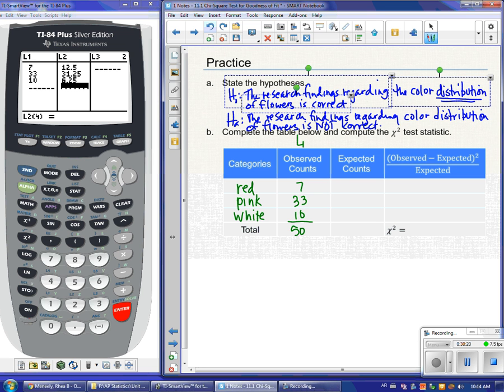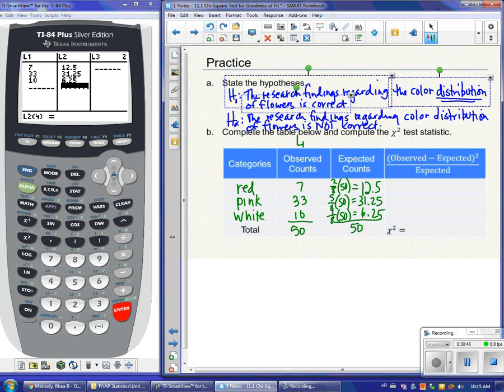And my expected counts, again, we've already done those computations. I'm assuming that 2/8 times 50, that's my expected count, gives me 12.5. If I did 5/8 times 50, that gives me 31.25. And 1/8 times 50 gives me 6.25. And again, if you add up all those numbers, you should get 50.